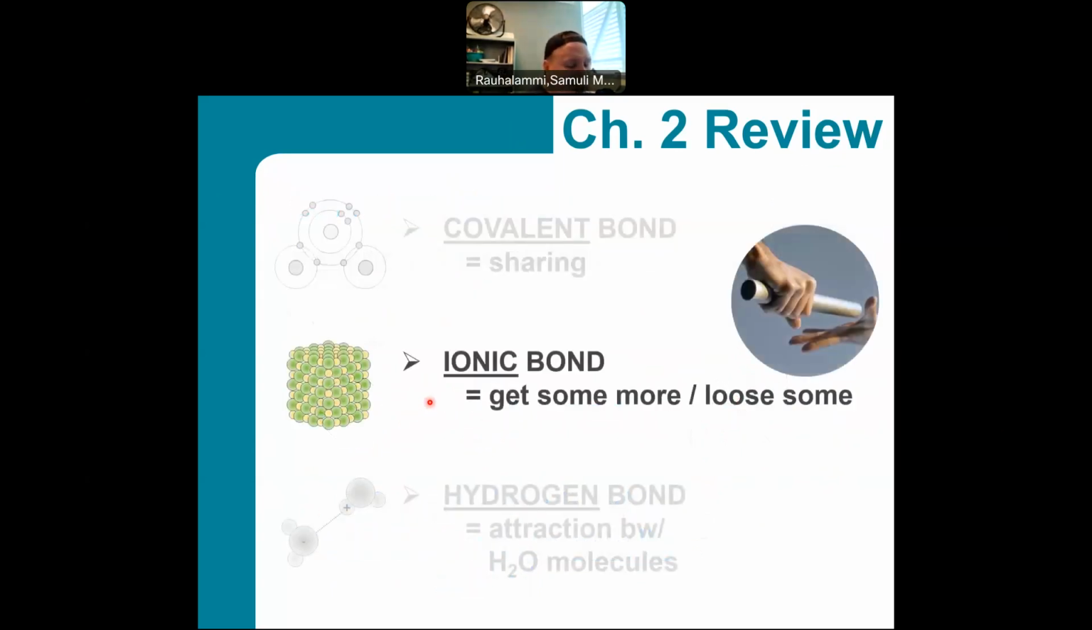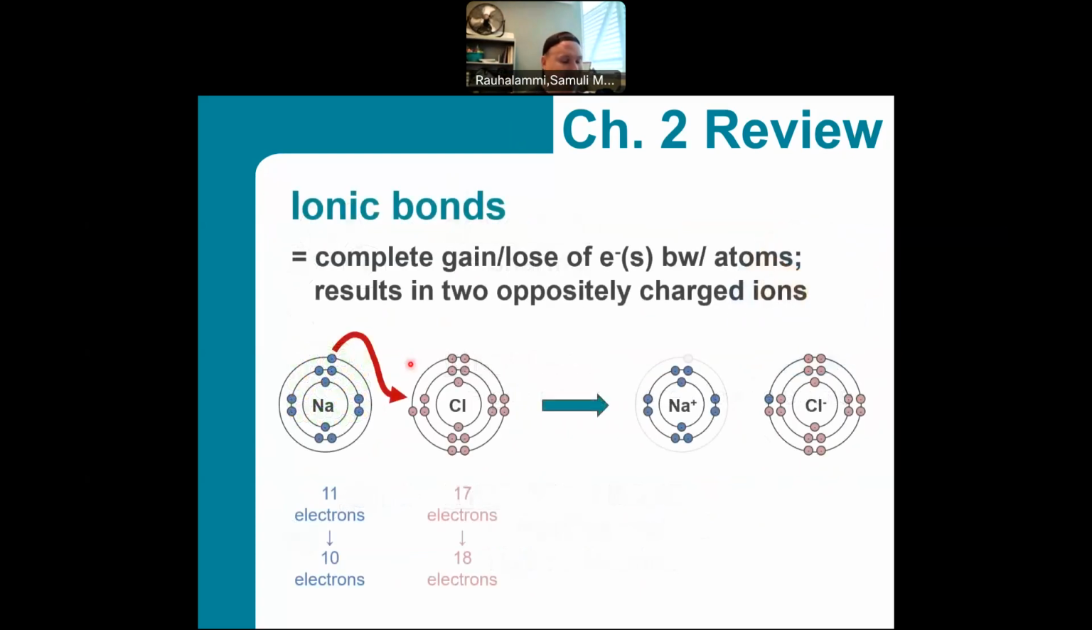Now let's have a look at ionic bonds a little bit. In ionic bonds, we're not actually sharing electrons, but there's a complete movement of the electrons from one atom to another. And as there is a complete movement of electrons from one atom to another, there is an overall change in the total charge of that particular atom as a result. Either it's gaining an electron, which makes this atom more negatively charged, or it's losing an electron, which makes this atom overall more positively charged. This kind of situation gives rise to ionic bonds, and let's have a look at this.